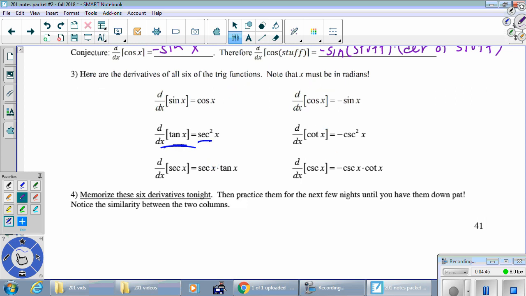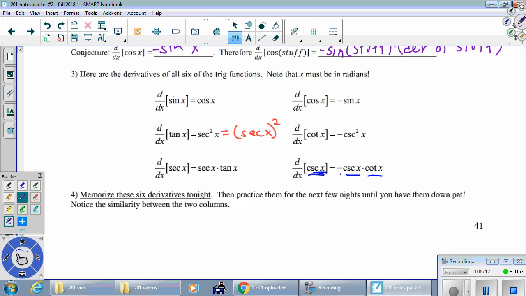Derivative of tangent is secant squared. Remember that squared really means you're taking the secant function, the whole thing, and you're squaring it. And the derivative of cotangent is negative cosecant squared. So there is some symmetry here, right? Tangent was secant squared, cotangent was negative cosecant squared. Derivative of secant of x is secant of x times tangent of x. The derivative of cosecant is negative cosecant x times cotangent x. And again, there is symmetry there.